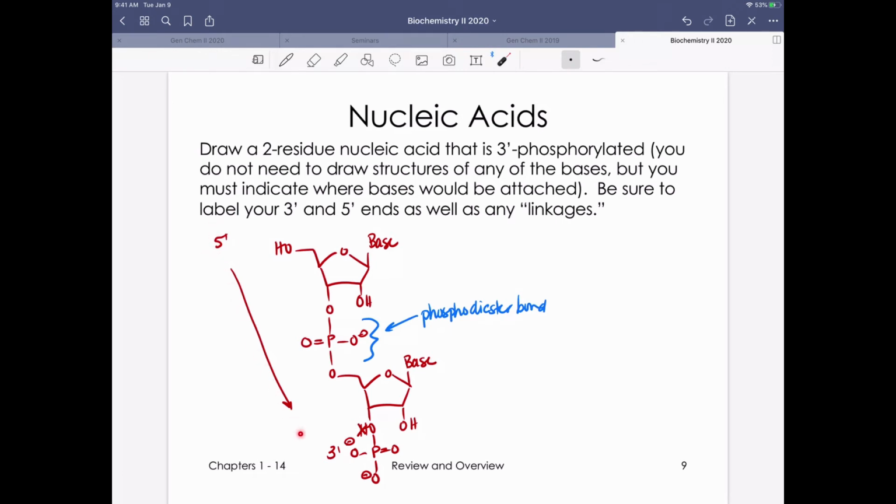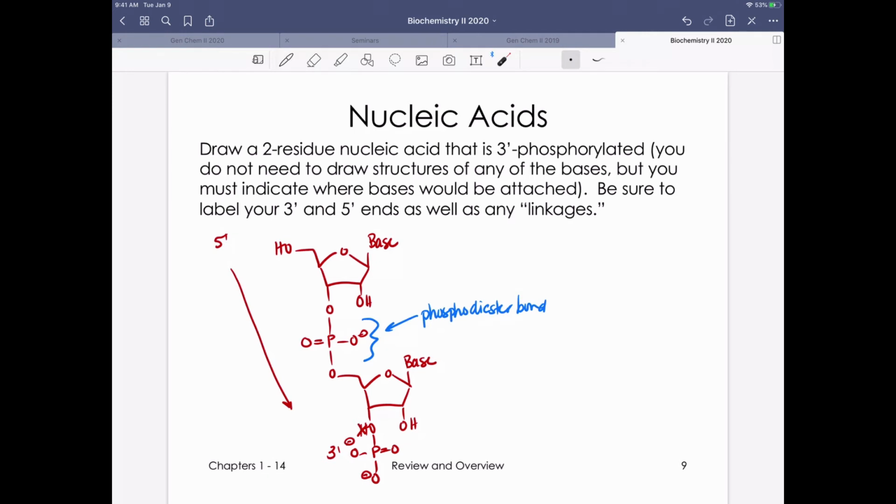Again, 5' to 3' is the direction that we tend to draw our nucleic acids, or at least that we're going to be naming them. So again, labeling our 5' and our 3' positions and showing directionality is important. Phosphodiester bond tends to refer to both of these bonds here, so you can kind of highlight both of those, or kind of identify that this group is really the phosphodiester linkage.